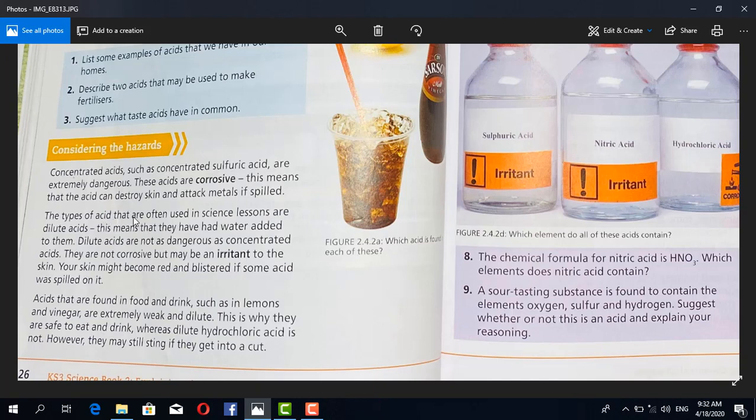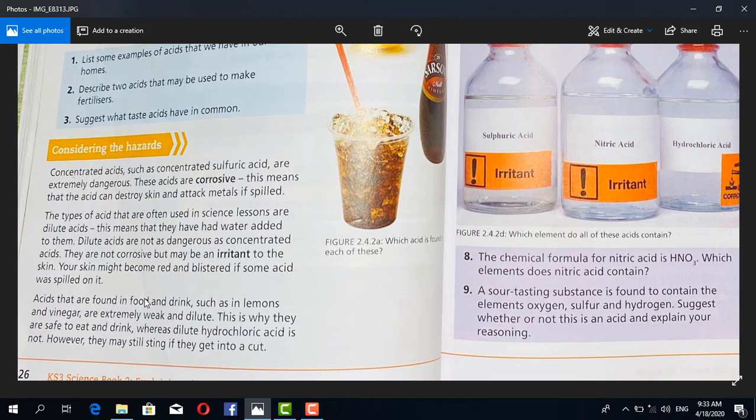The types of acid that are often used in science lessons are diluted. That means they are mixed with water to make them less dangerous. Diluted acids are not as dangerous as concentrated ones. They are not corrosive, and they're not irritant, so practically they won't irritate the skin. Your skin might become red and blistered if some acid was spilled on it.